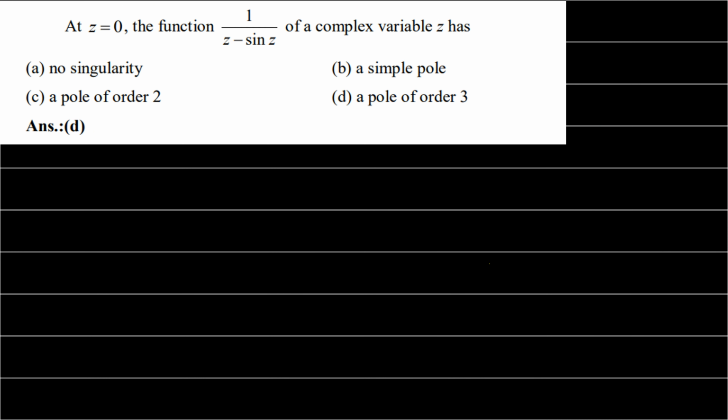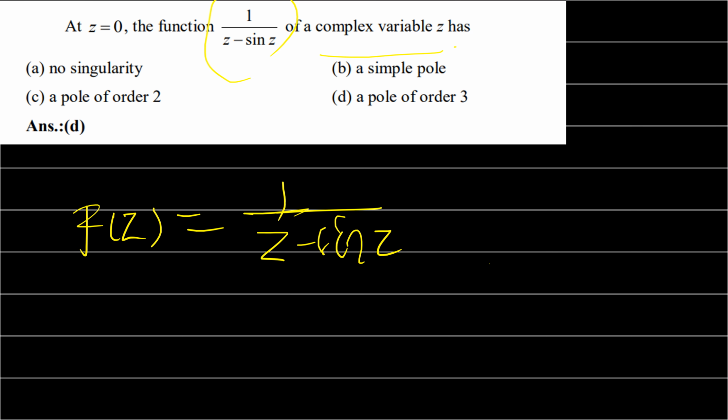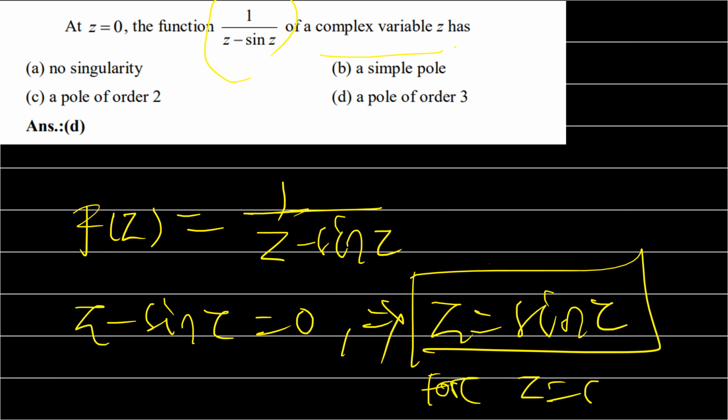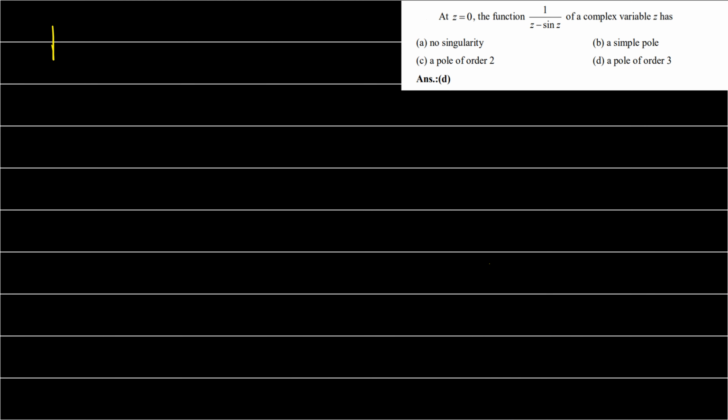Next, at z is equal to 0, the function of complex z has, okay, so it is asked about a pole and the order of its pole. So in order to find that, let's first find the pole of this function. To find the pole, set z minus sin z equal to 0, so z equals sin z. This condition is valid for z equal to 0 only. So the pole is z0 equal to 0.